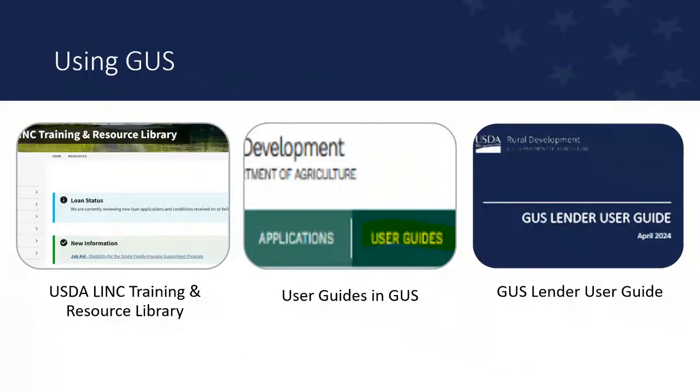The GUS User Guide is extremely helpful. You can find it in GUS under the User Guide tab or on the Link Training and Resource Library page under the GUS tab. It'll walk you step by step through the screens in GUS. And I use this document frequently when I get calls from lenders that are struggling to maneuver in GUS. I'll have this guide open on one screen while I'm looking through GUS with the lender on the other screen. So it's really a helpful tool.